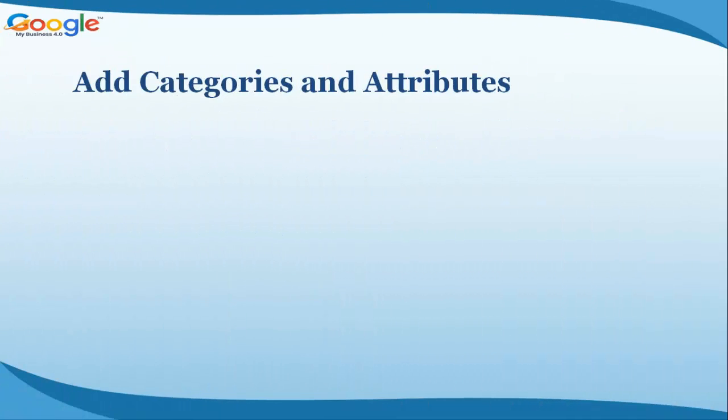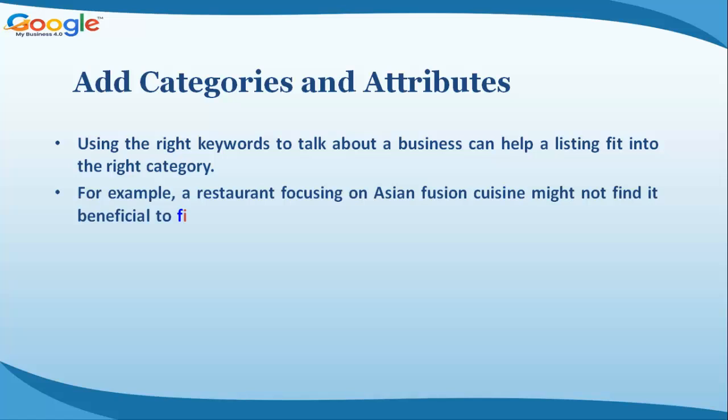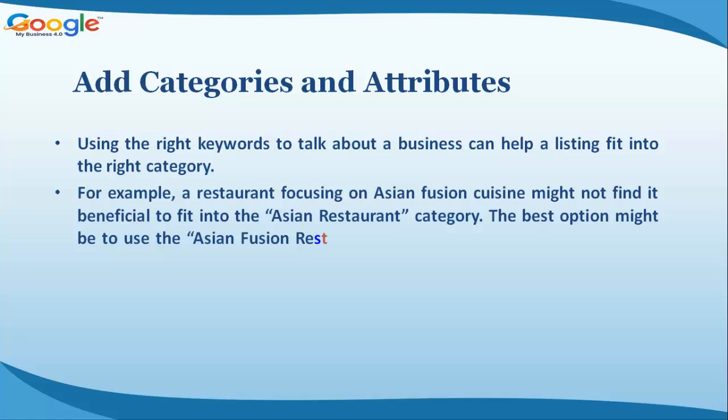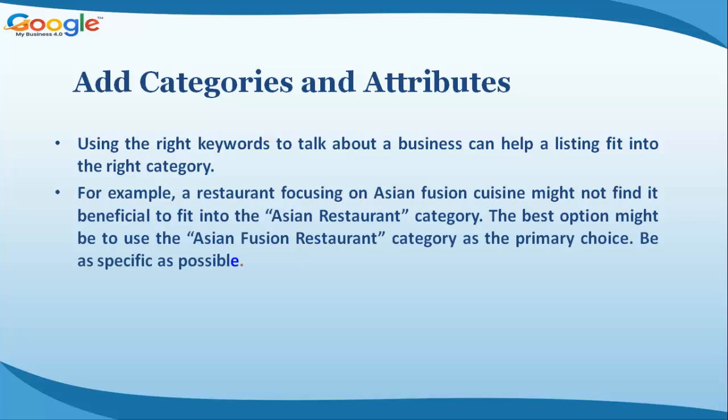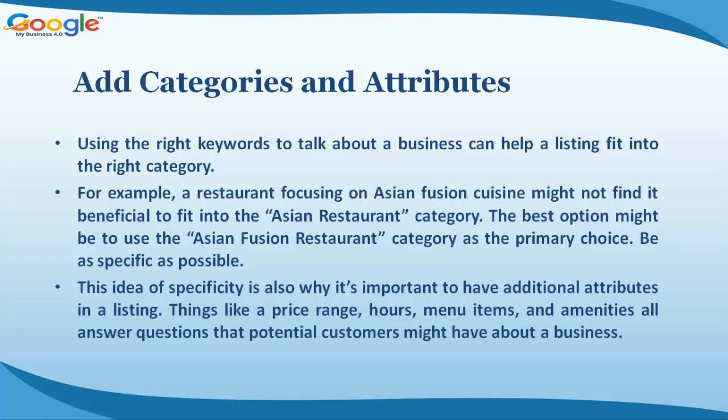Add categories and attributes. Using the right keywords to talk about a business can help a listing fit into the right category. For example, a restaurant focusing on Asian fusion cuisine might not find it beneficial to fit into the Asian restaurant category. The best option might be to use the Asian fusion restaurant category as the primary choice. Be as specific as possible. This idea of specificity is also why it's important to have additional attributes in a listing. Things like a price range, hours, menu items, and amenities all answer questions that potential customers might have about a business.